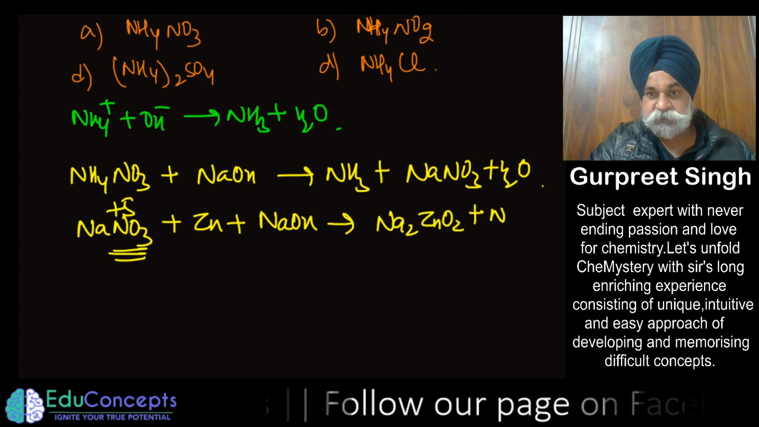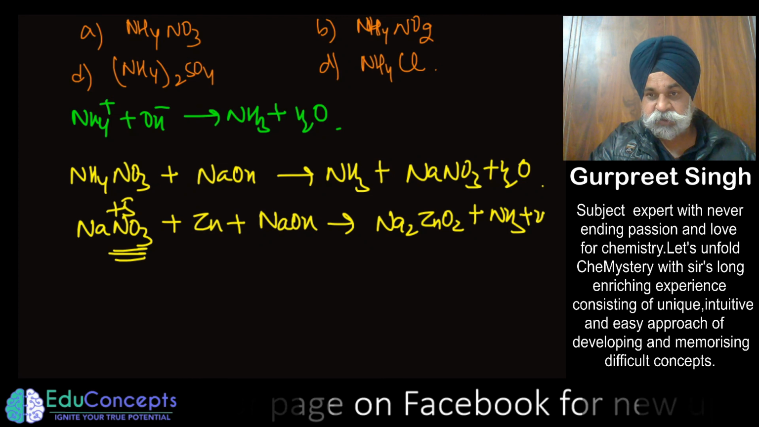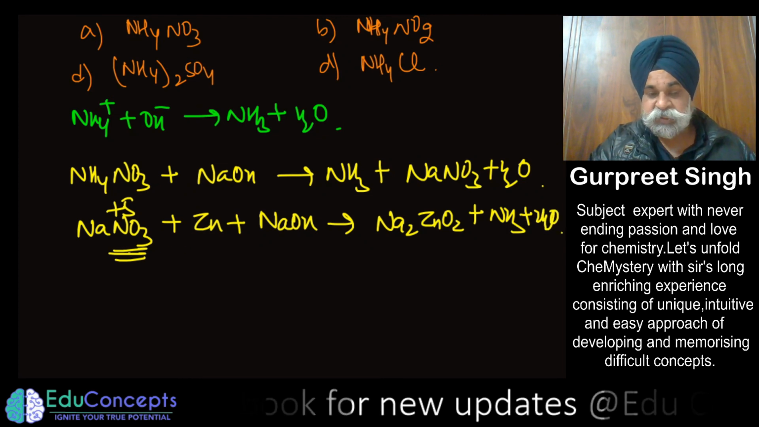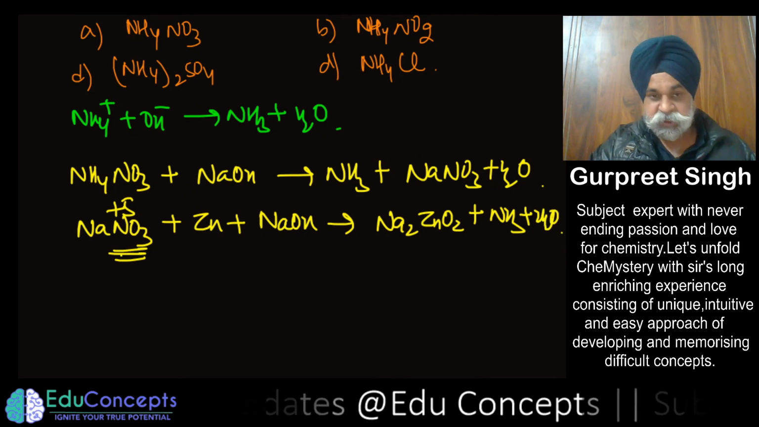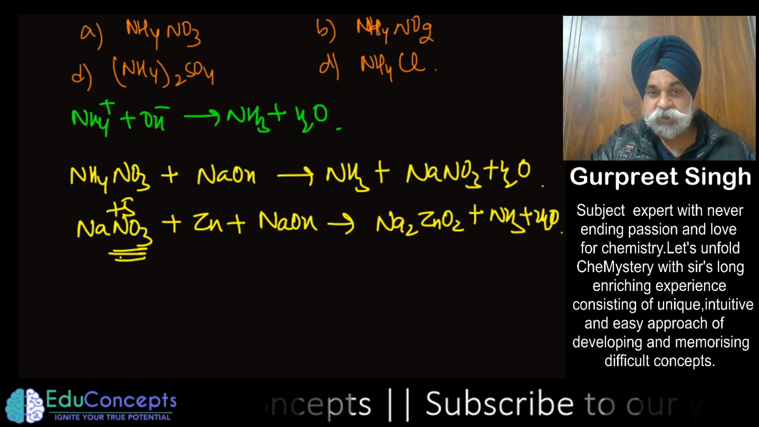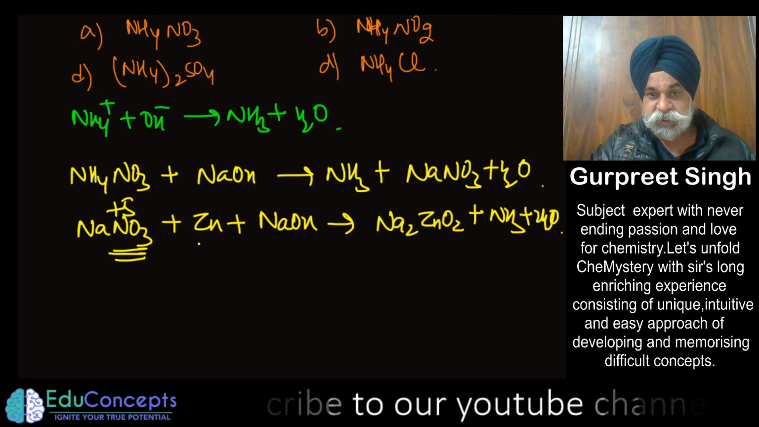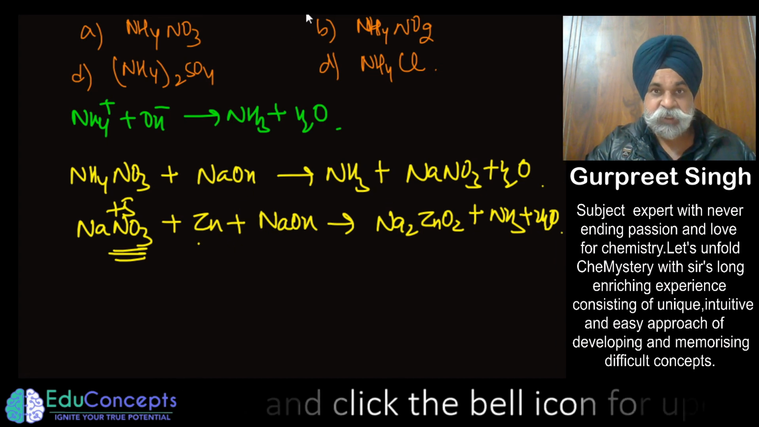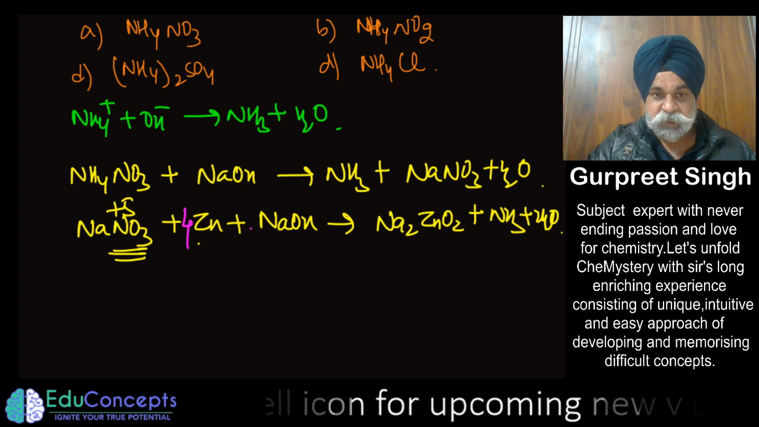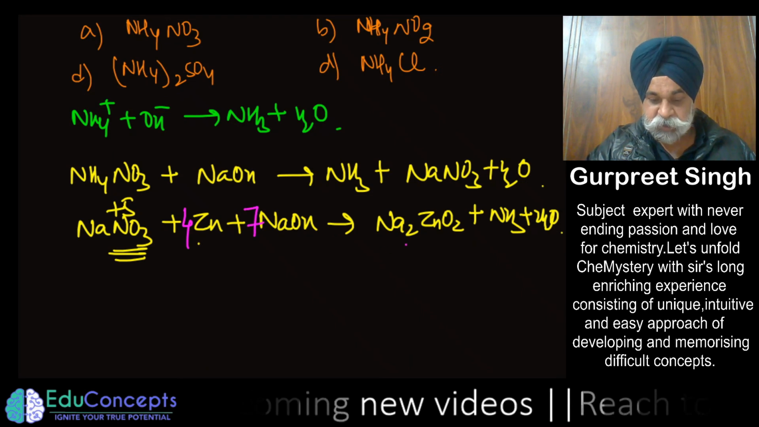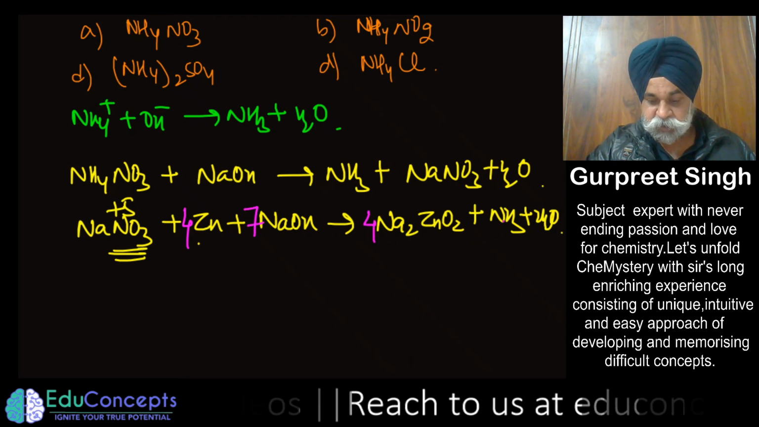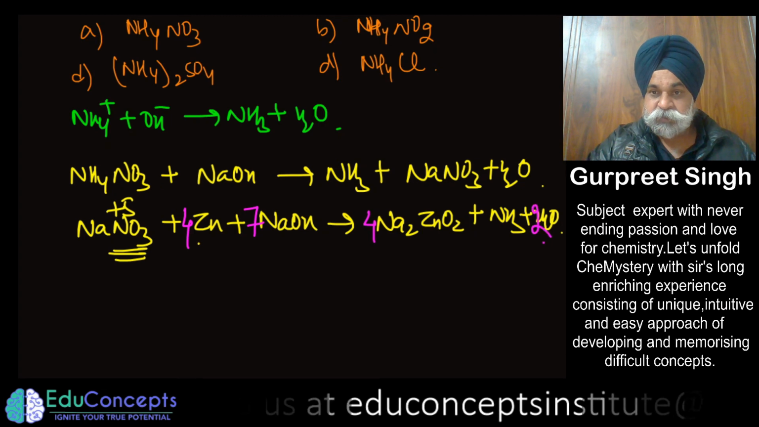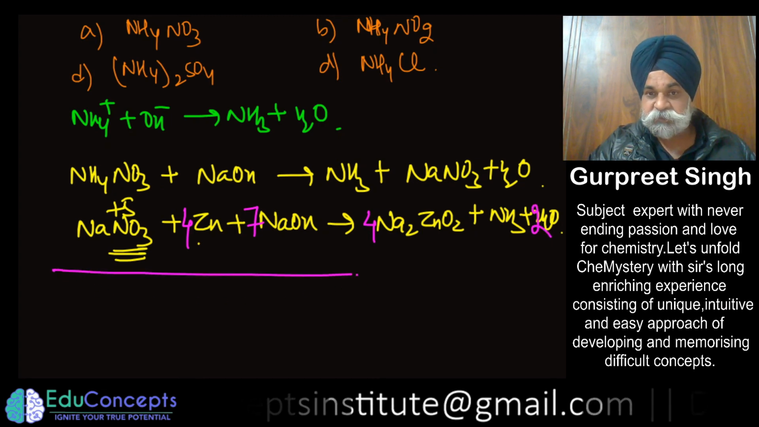Balancing you can think of, and along with that there is an evolution of water, because nitric acid or nitrate is a very strong oxidizing agent which happens to oxidize zinc to sodium zincate along with it. So if I write its balancing, I think it is 4, this is 7, and this would be 4, and this would be 2. So this got balanced. So this could be one of the answers.